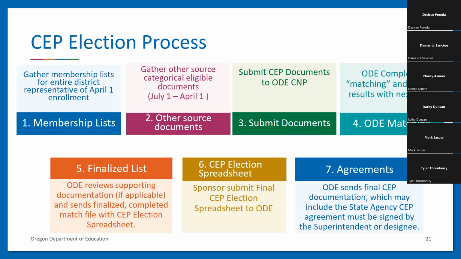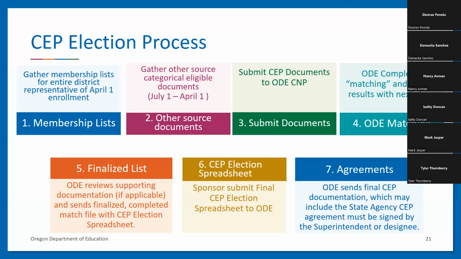Moving on to step 2, is to gather other source categorically eligible documentation, such as McKinney-Vento students, migrant students, Head Start, Early Head Start student lists. This must be primary source data in the form of a signed statement or statements from the appropriate liaisons, certifying any students listed as other source categorically eligible. And then step 3, you're going to submit the membership list on the required template. So it's very important that you use the required template, and you're going to submit the supporting primary source data to ODE. In the 4th step, ODE will conduct matching.